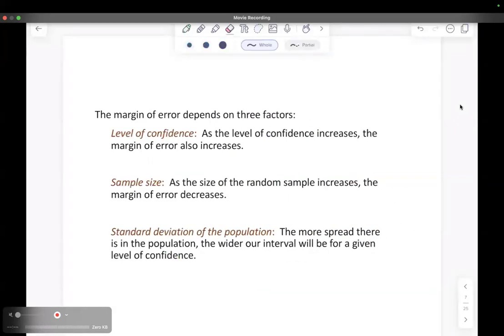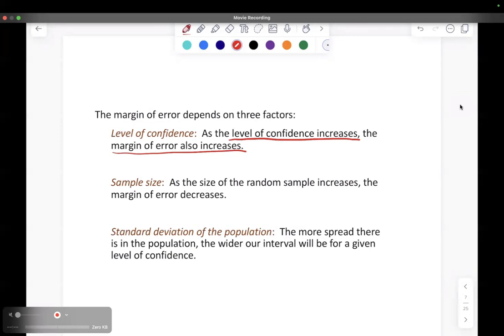Okay. So there are 3 different factors that our margin of error depends on. First thing is our level of confidence. As the level of confidence increases, the margin of error is also going to increase. So if I have a 99% confidence level, my margin of error is going to be bigger. For example, if I'm 95% confident that I'm at 46 plus or minus 3%, well, now if I'm 99% confident, I might be plus or minus 9% or 6%. It's going to be larger than that 3.